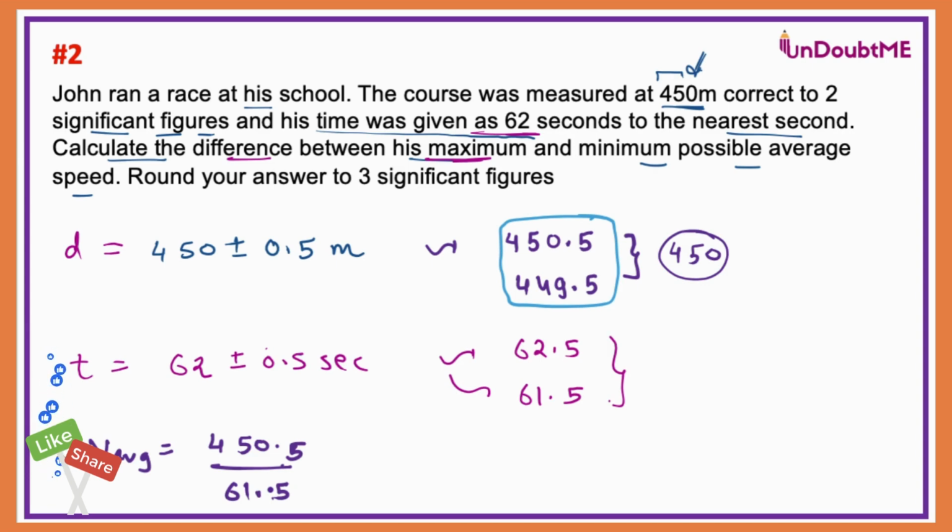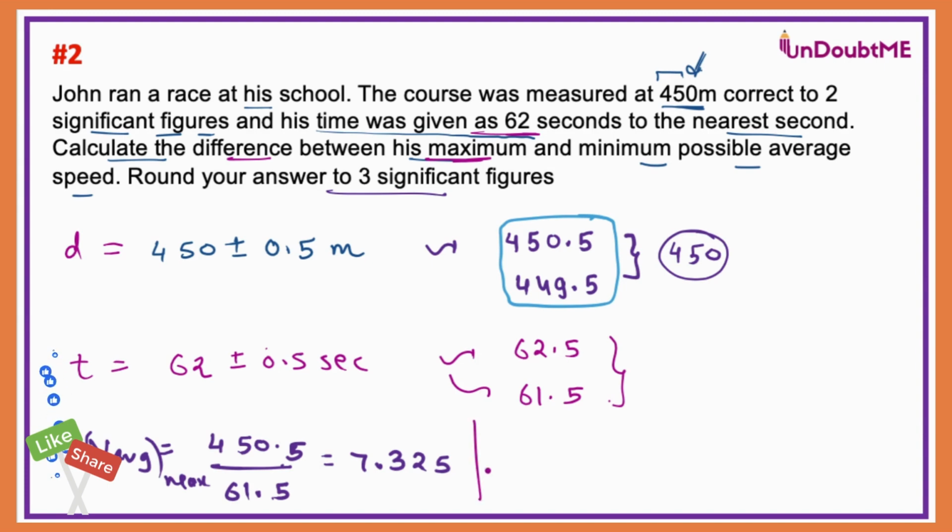450.5 divided by 61.5 comes out to be 7.325. I'm taking more decimal places right now because I need a more accurate answer. In the end we will give three significant figures. Now that is the max value.